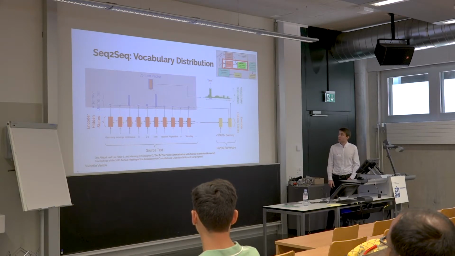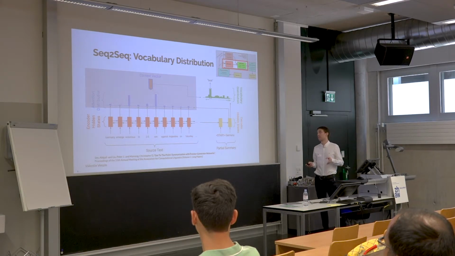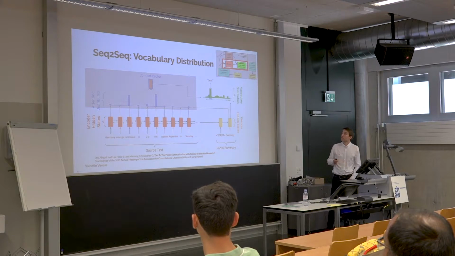But how do you know which words to put? We know this by producing a vocabulary distribution. This is just a softmax, a distribution over all the words in the vocabulary. So in this example here, beat has the highest probability, so maybe we just put this as the next token in the summary.